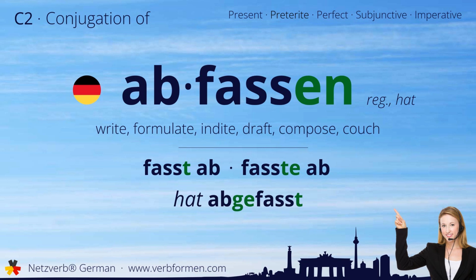Today we're going to learn how to conjugate the German verb abfassen. Watch and listen to the forms carefully. Let's start with the stem forms. Fasst ab. Fasste ab. Hat abgefasst.